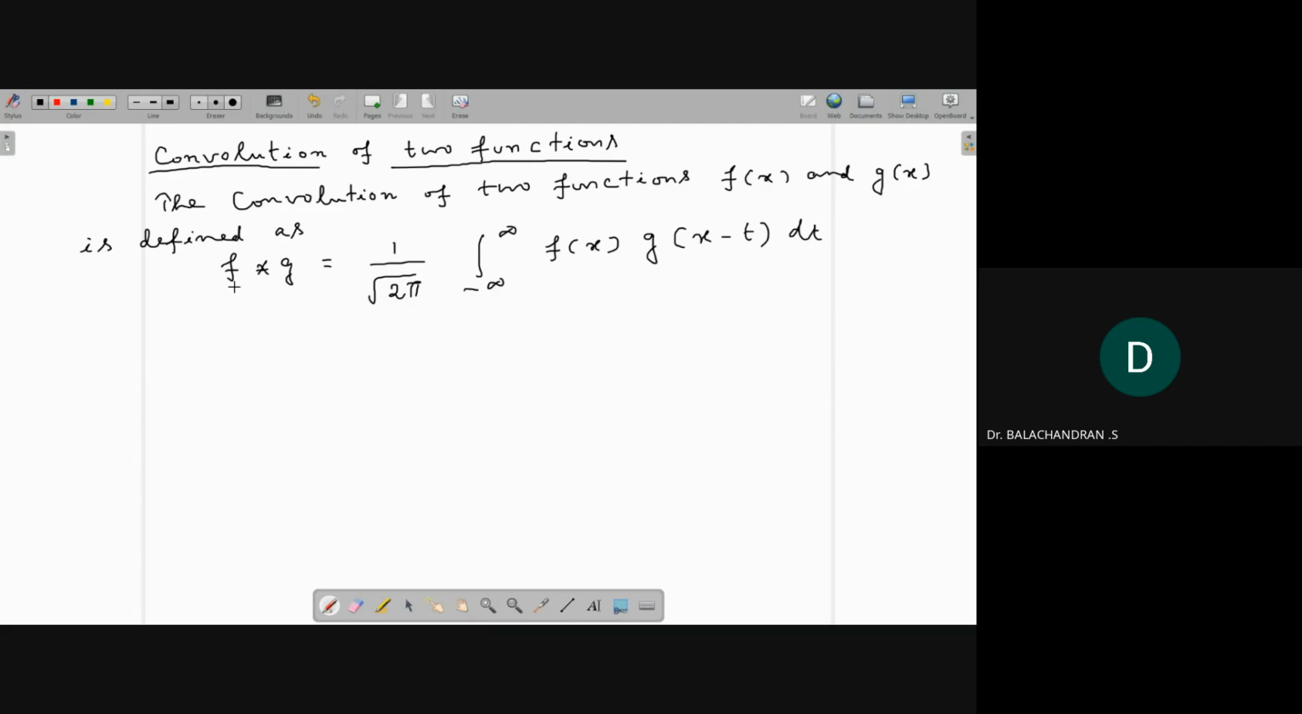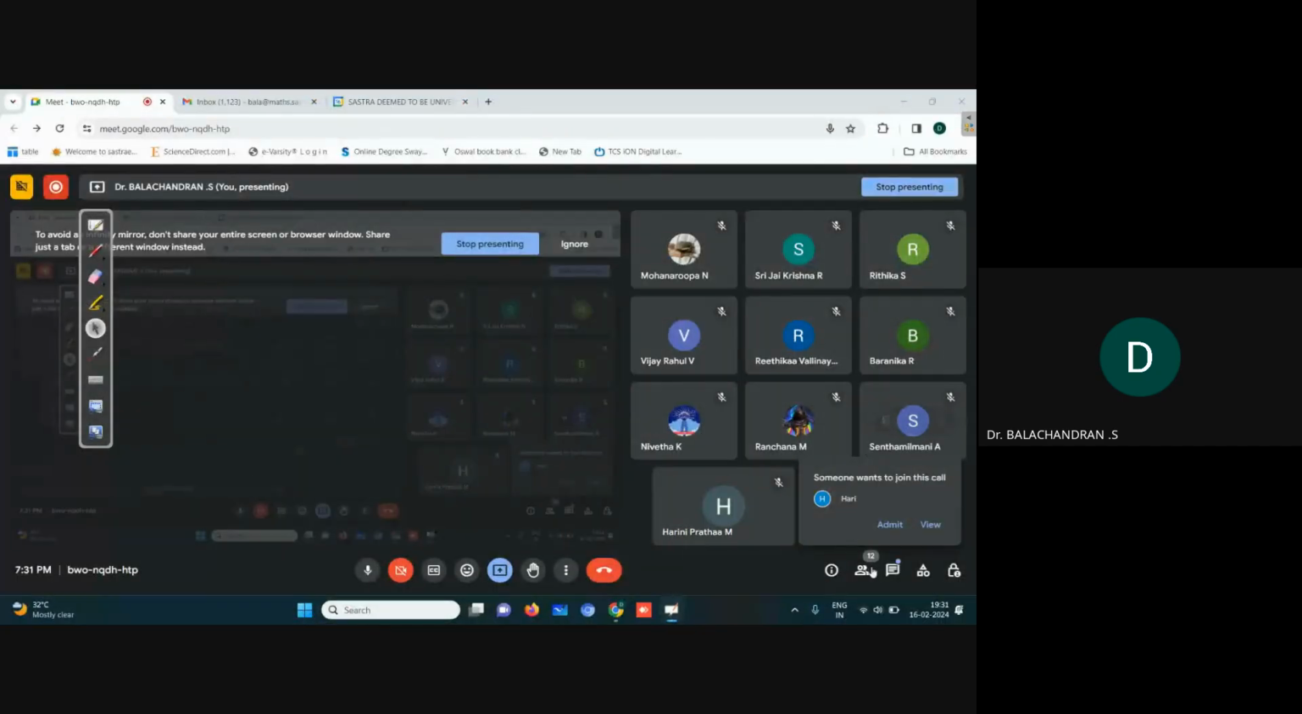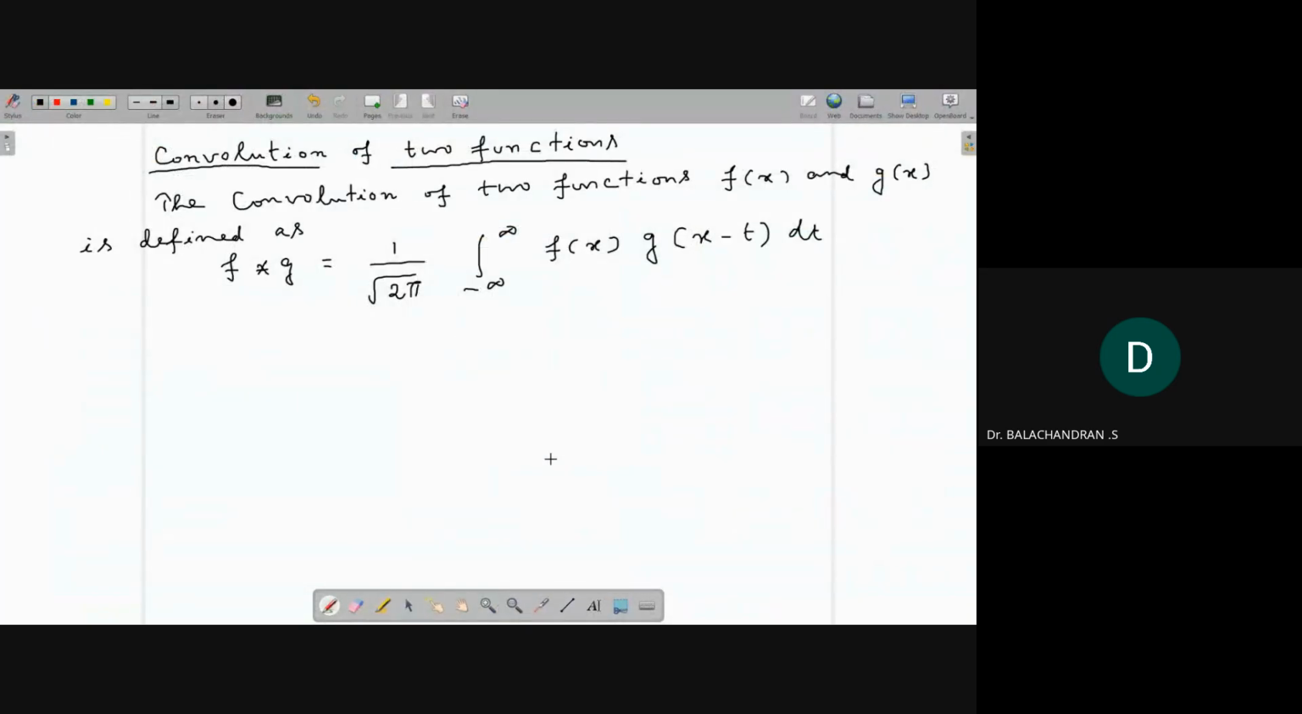So first, the definition of convolution of two functions. You studied convolution of two functions in Laplace transform also. Okay. So convolution of two functions f of x and g of x is defined as f star g is equal to 1 by root 2 pi, integral from minus infinity to plus infinity, f of x into g of x minus t into dt. So this is the definition of convolution of two functions. So next, the convolution theorem statement.